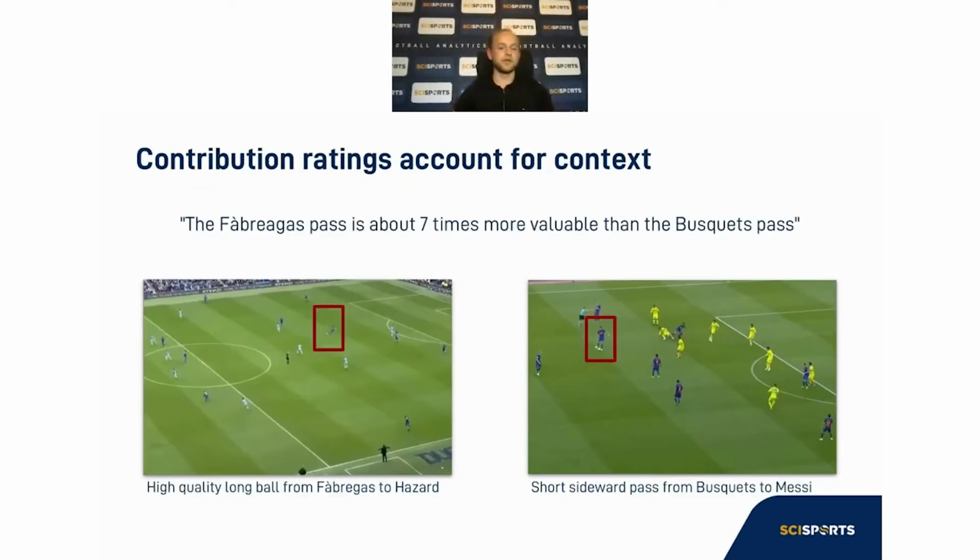But contribution ratings account for context, because if we look now at the pass of Fabregas, this pass is about 7 times more valuable than the Busquets pass. So actually coming back to it, a summary of the contribution ratings.